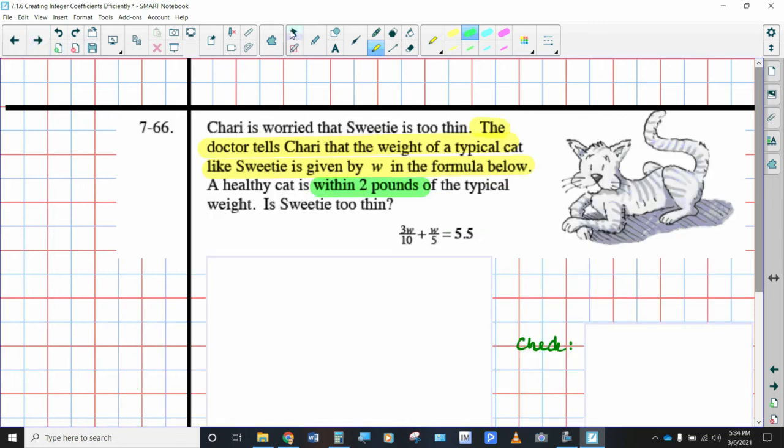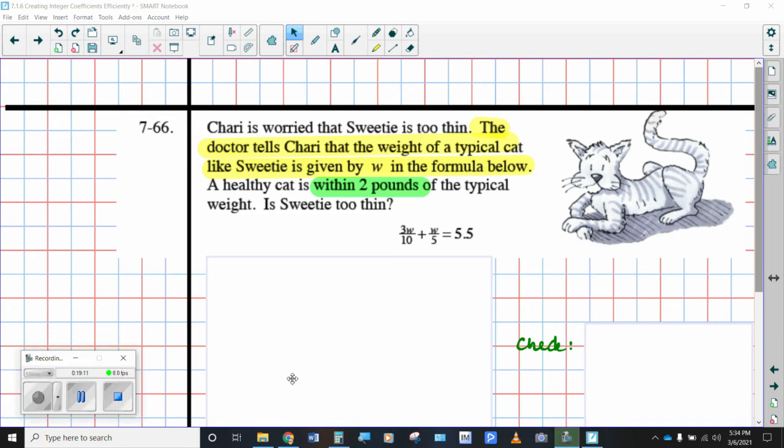Okay, so first off, what will be your multiplier when you look at those two denominators? What is your common denominator going to be? What would your multiple be in this situation? Go ahead and copy this down, multiply every single term times your multiplier, your least common denominator, and rewrite the equation, then solve for W, and then determine whether or not Sweetie is too thin by comparing the value of W to 9.5. Okay? Take your time, work through this, and unpause when you're ready for the review.